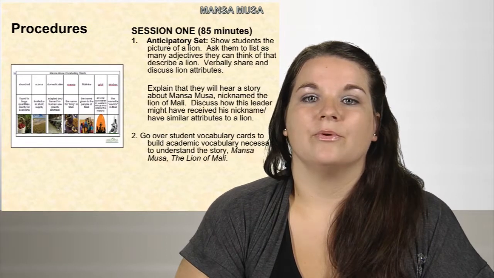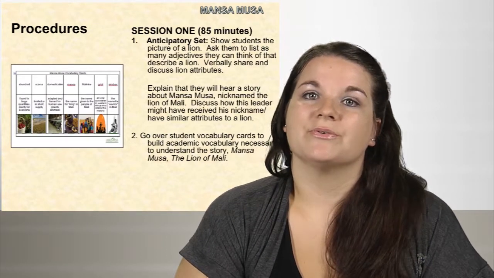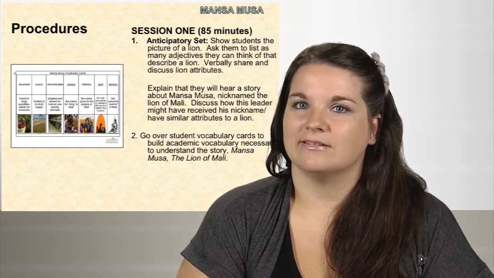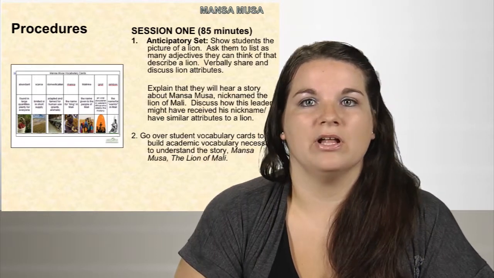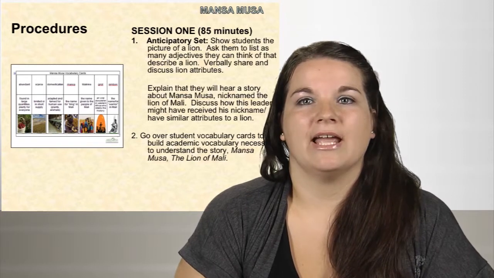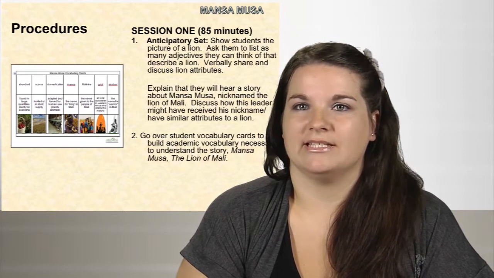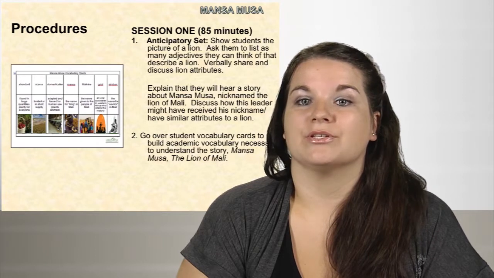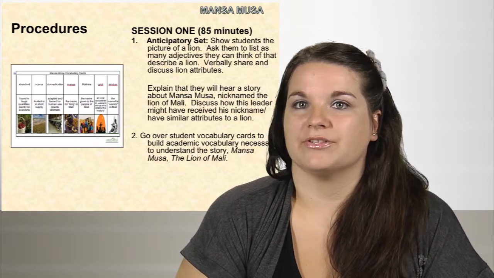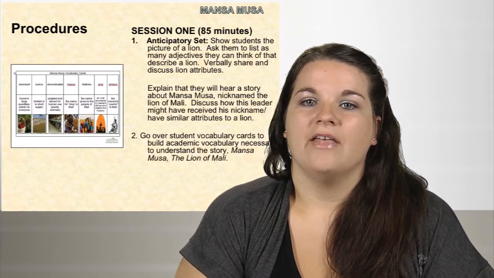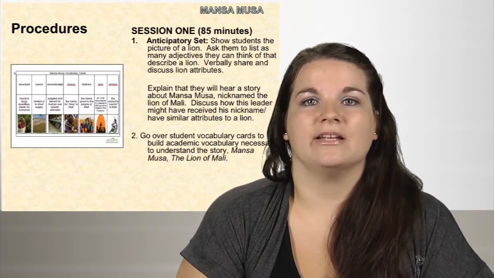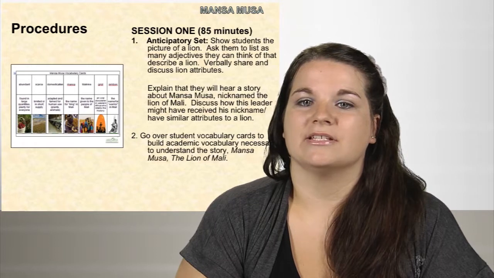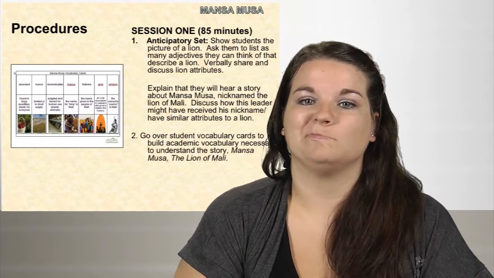So in session 1, what we're going to be looking at is first showing students a picture of a lion, because this image of a lion appears a lot throughout the book and in the culture of Mali. So you want to show them a picture of a lion and ask them what they think of when they see a lion. Maybe brainstorm some words or characteristics of a lion. And then explain to them that they'll hear a story about Mansa Musa, who is nicknamed the Lion of Mali, and see how those connections might be similar to a lion.